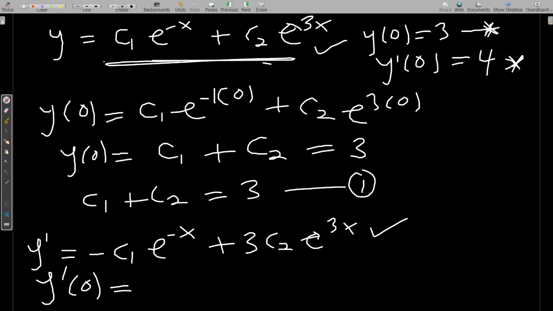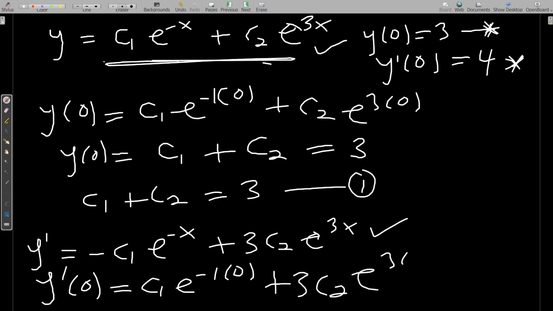So y prime of 0 means that wherever I see x, I put 0 there. So I have negative c1 e to the negative 1 into 0 plus 3c2 e to the 3 into 0. Okay, and what would this give me?